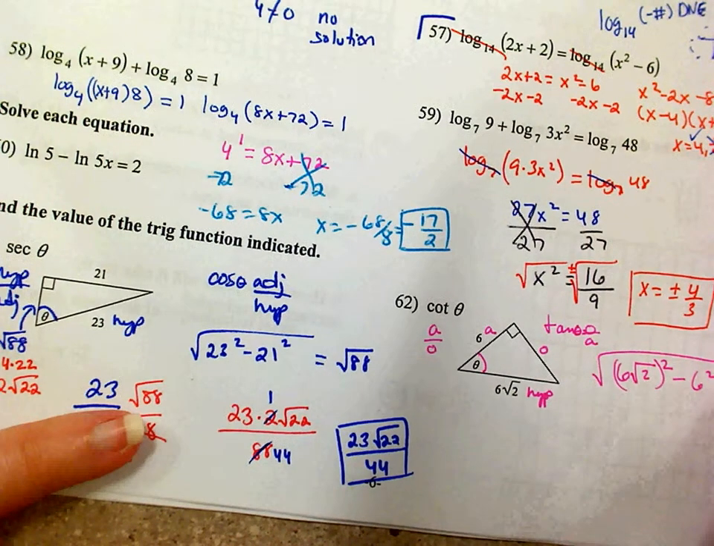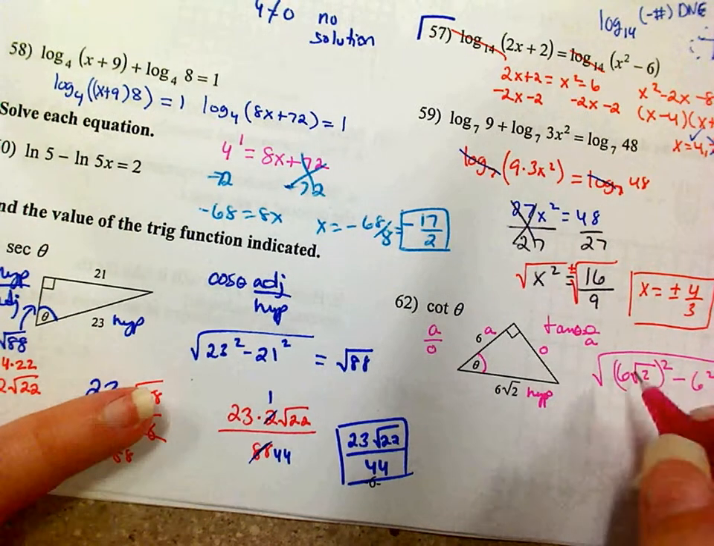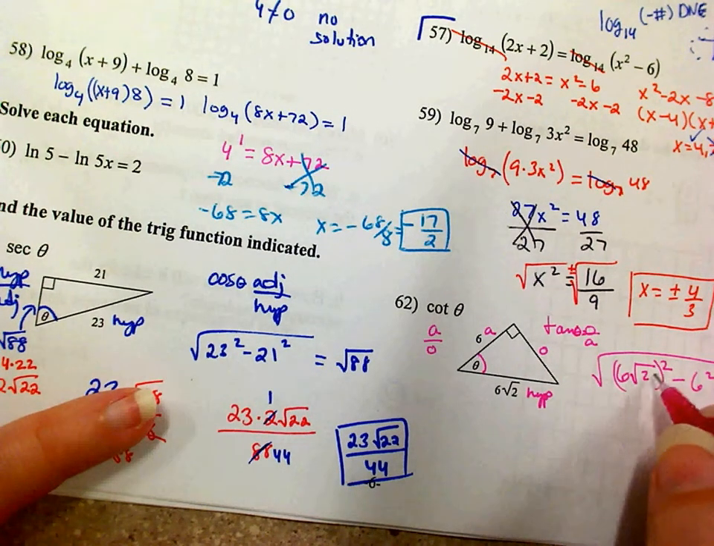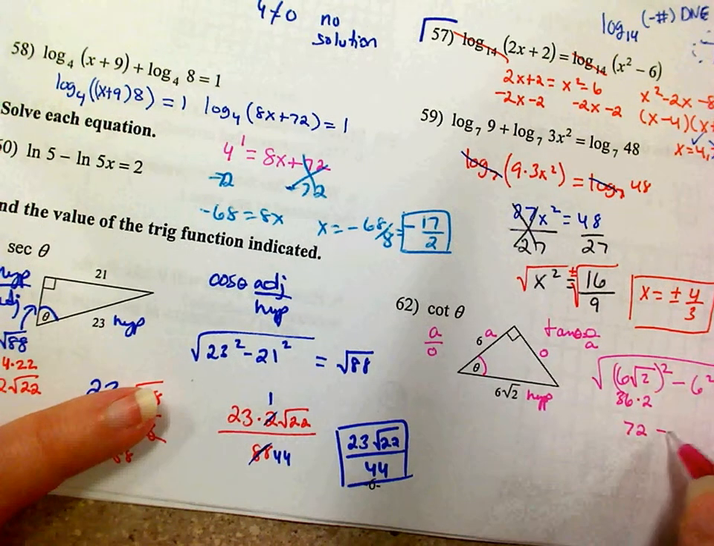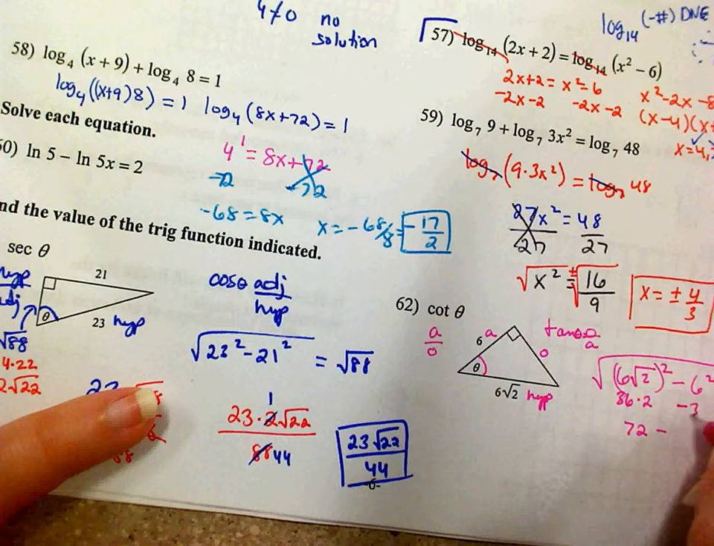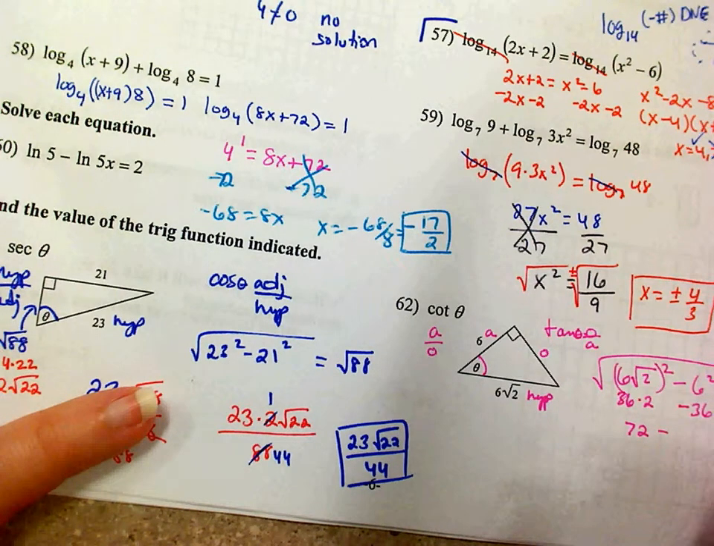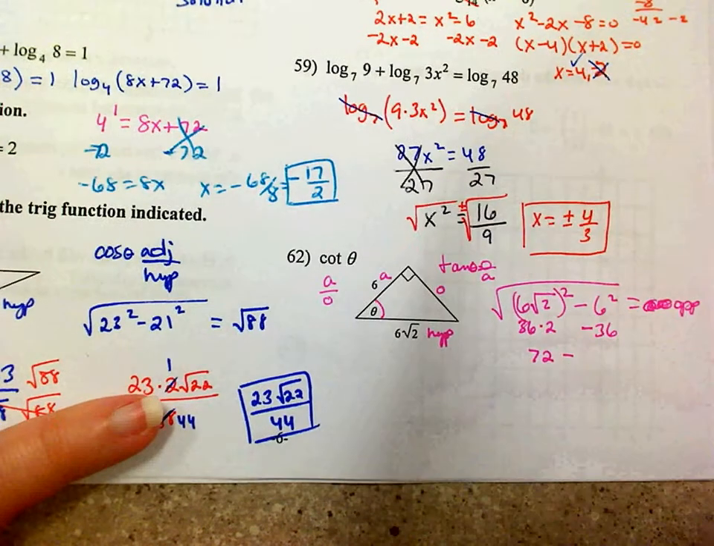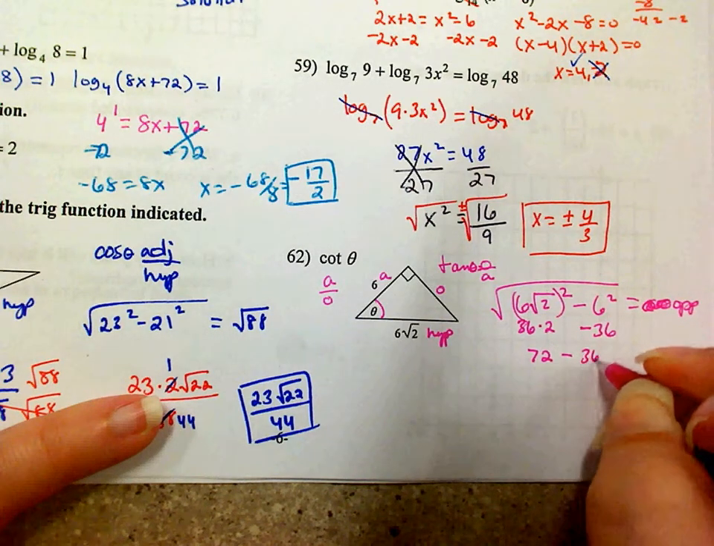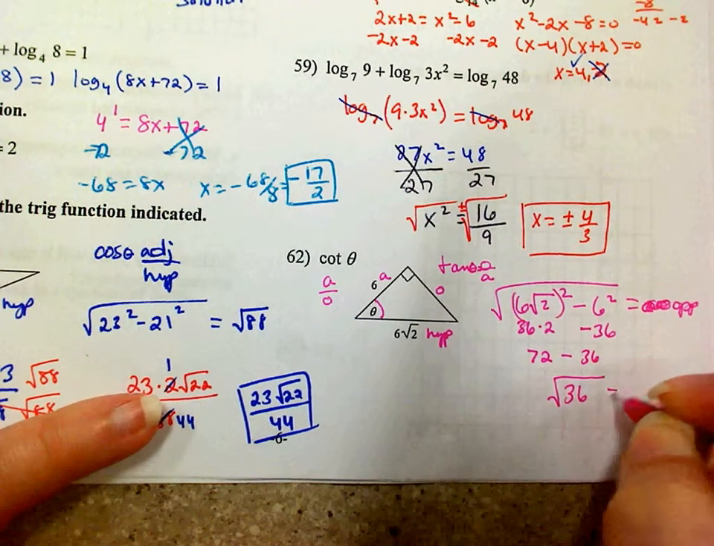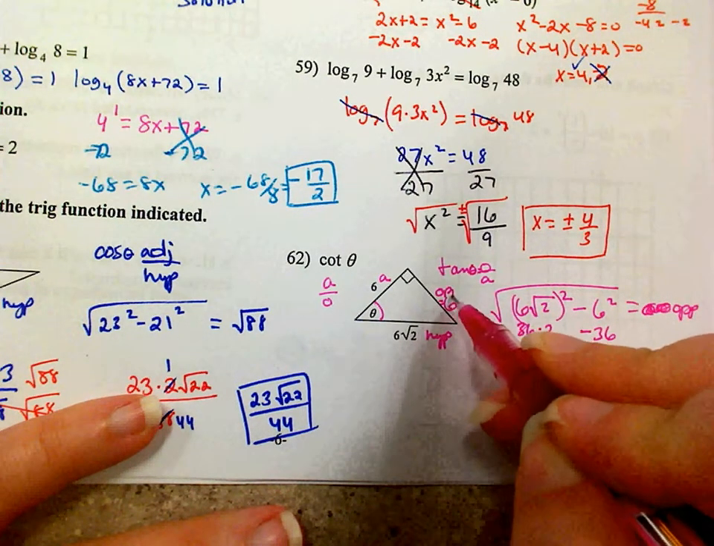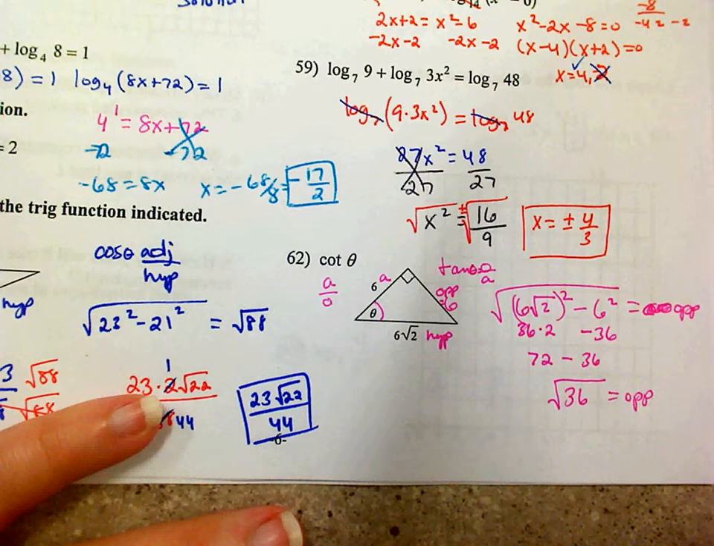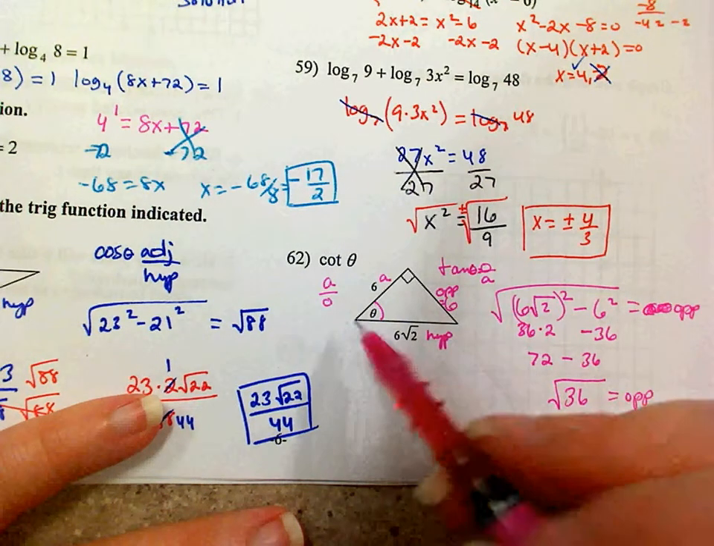Okay. 6 squared is 36. Square root of 2 squared is 2. 36 times 2 is 72 minus 36. Well, 2 36s minus 1 36 is just 1 36. So it's the square root of 36, which is 6. Okay? So adjacent over opposite is 6 over 6, which is 1. So the answer is 1.